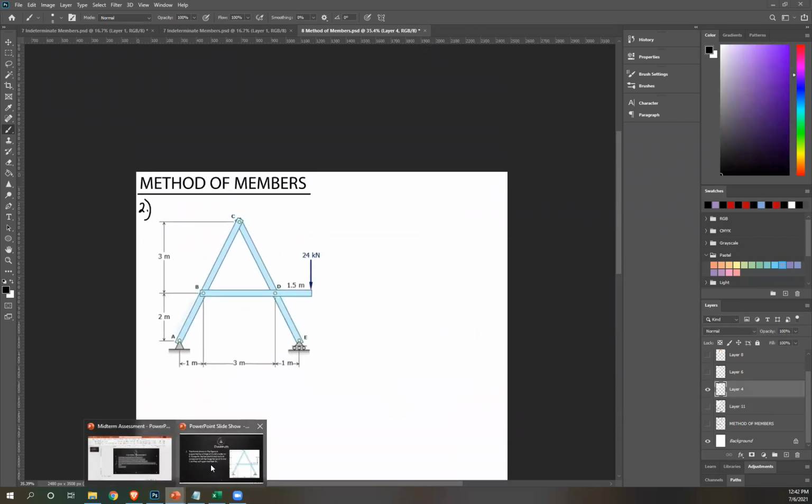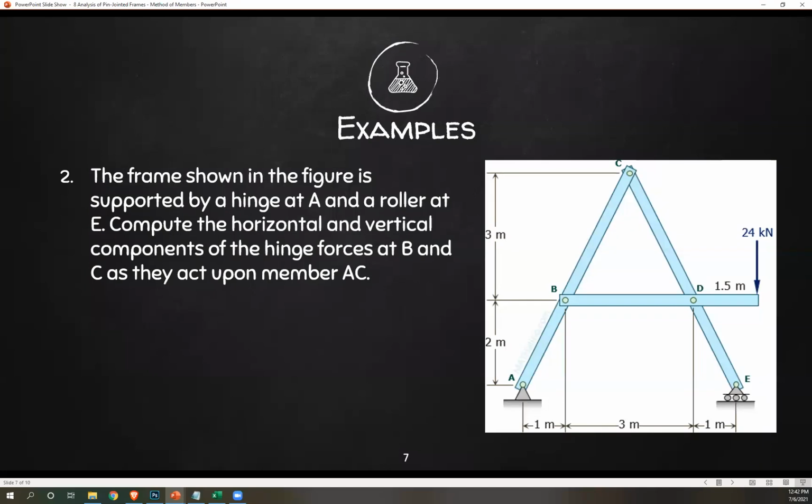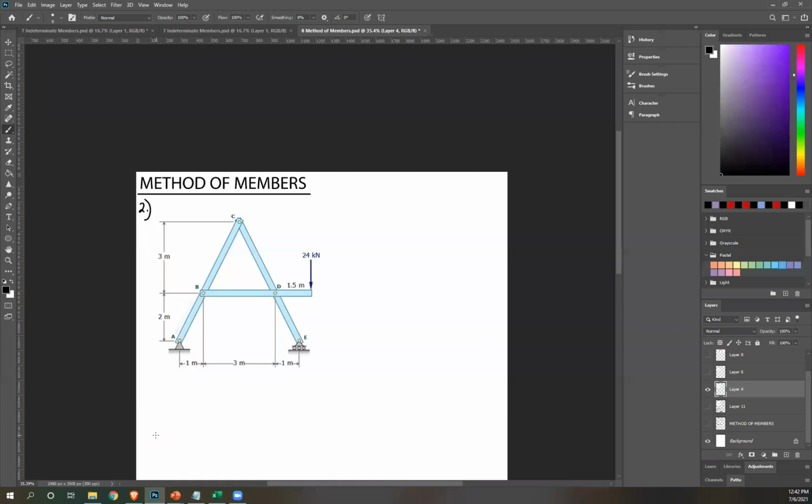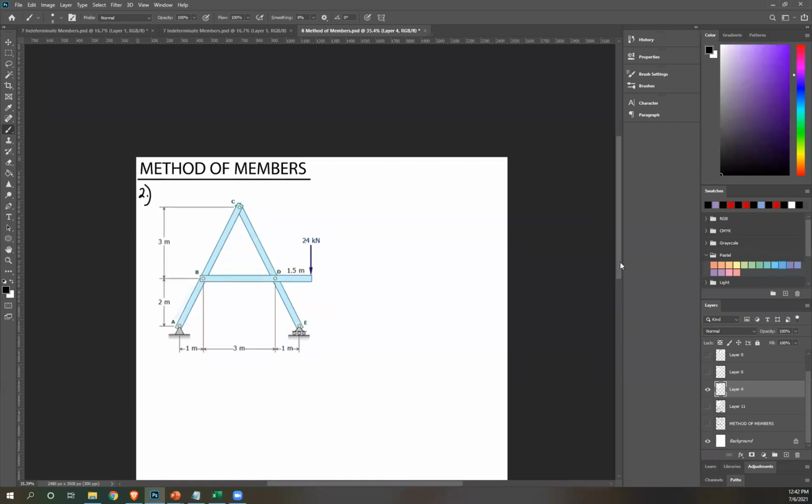Again, going back to number two. Compute the horizontal and vertical components of the hinged forces at B and C as they act upon member AC. This term is important: upon member AC. That means that is the member that you need to isolate and then solve these hinge forces for. What are we looking for? Hinge force at B and C, so here and here, on member AC. That is what we'll isolate.